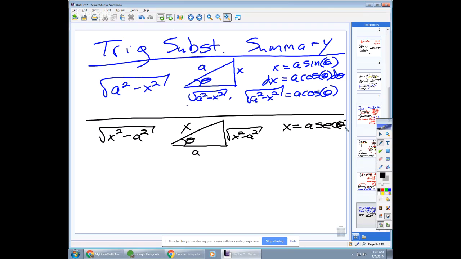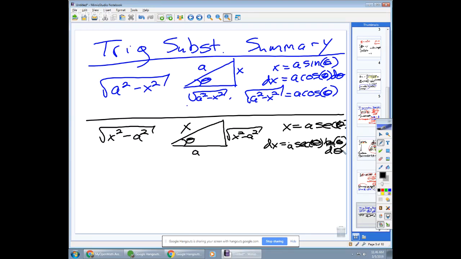x equals a secant theta. The derivative of the secant is secant tangent, so our dx in this case would be a secant theta tangent theta d theta. I just forgot my a, and the d theta.